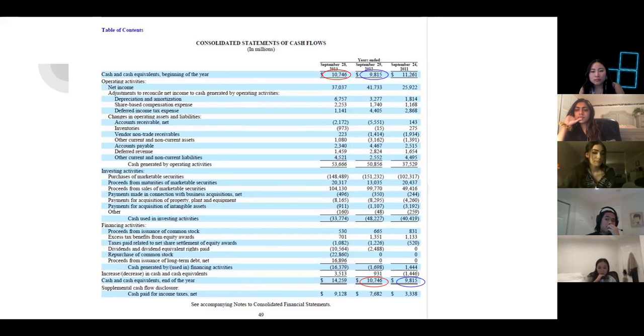And then here, just like I was talking about, the ending cash in one year will be the beginning cash in another. So it's just going to flow from one year to another. That's how we get those numbers. And if you see, they're coordinated with different colored circles.